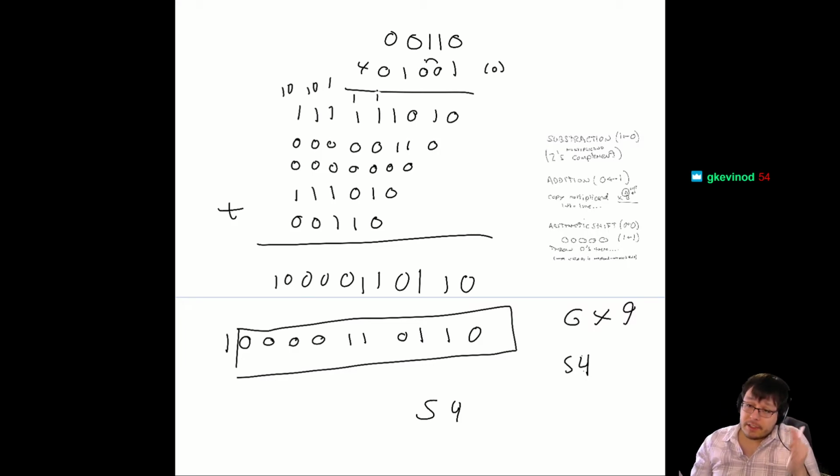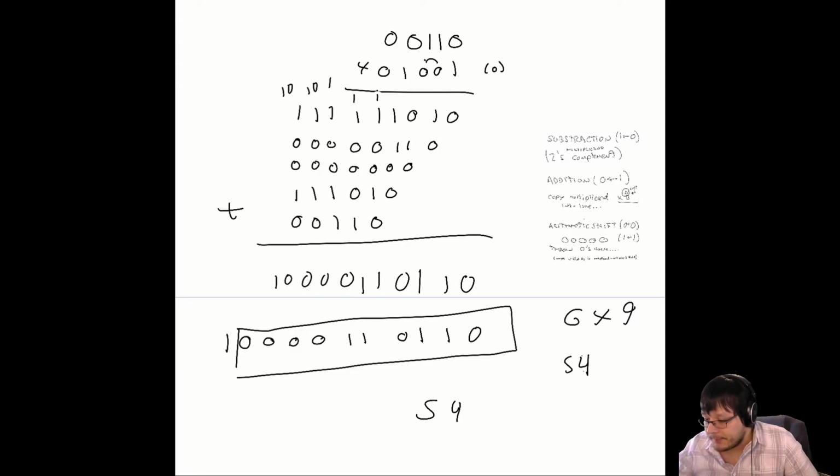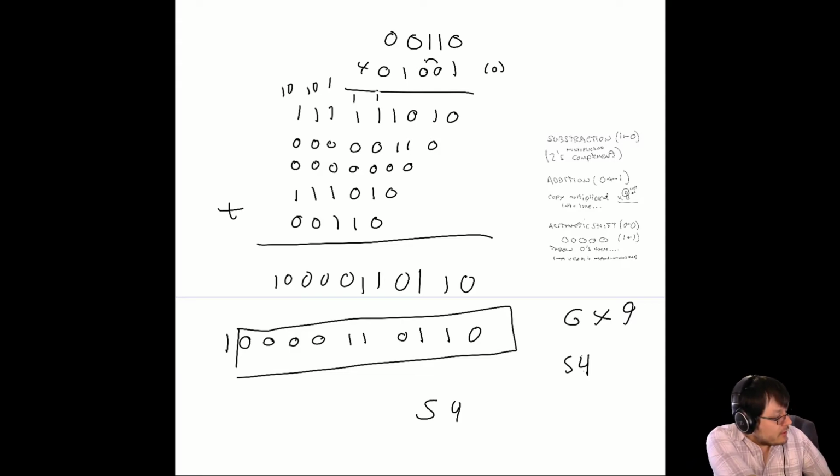So there you go. That's Booth's algorithm. Less computations. I know this looks more complicated than the other one, but it's actually easier to implement. Or not easier, it's faster when you implement it in an ALU. So an ALU is going to definitely be using Booth's algorithm for multiplication. Okay. So that's multiplication. Division, I'm not going to talk about.